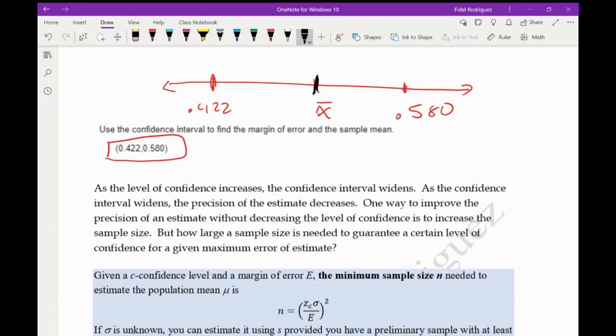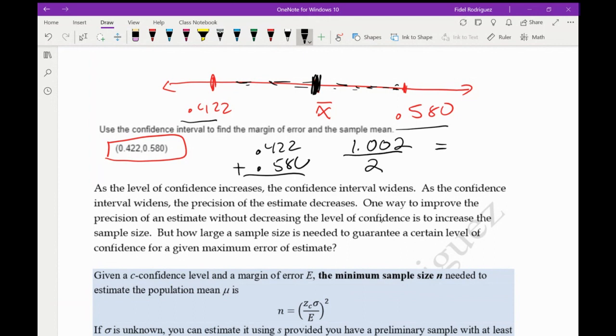So guys, if I'm trying to figure out what this number right here is going to be, notice that number is directly in the middle, right? I know that my population mean is going to be somewhere on this line, I just don't know exactly what it's going to be. But my sample mean is always directly in the middle. So if I want to find what number is in the middle between these two guys, I'm going to take those two numbers, add them up and divide by 2. So if I take my calculator, 0.422 plus 0.580, I'm coming up with something like 1.002. Now I need to take that number and cut it in half.